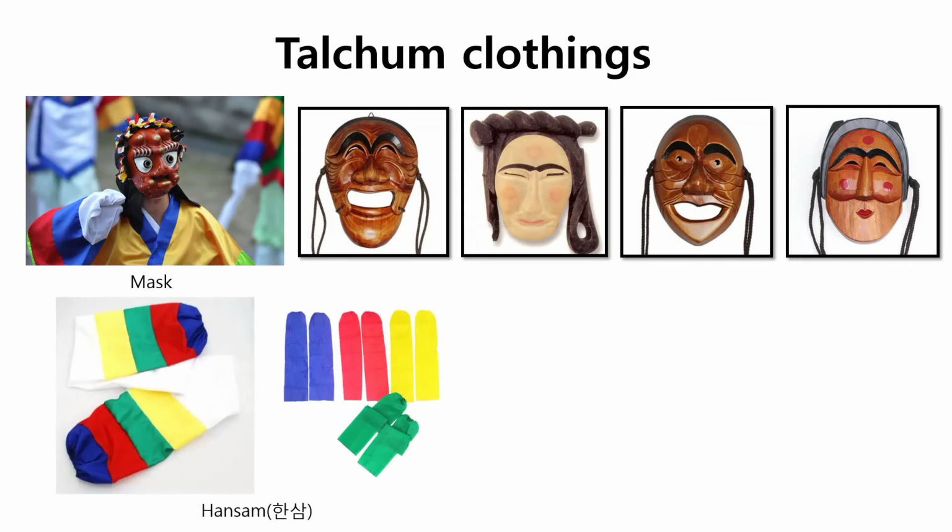Next, there's Hansam. Hansam was also an important part of Talchum. There are lots of colors and decorations in Hansam. Sometimes they are made differently because of their characters too. There you can see lots of colors: blue, red, yellow, or white. There are lots of kinds of it.